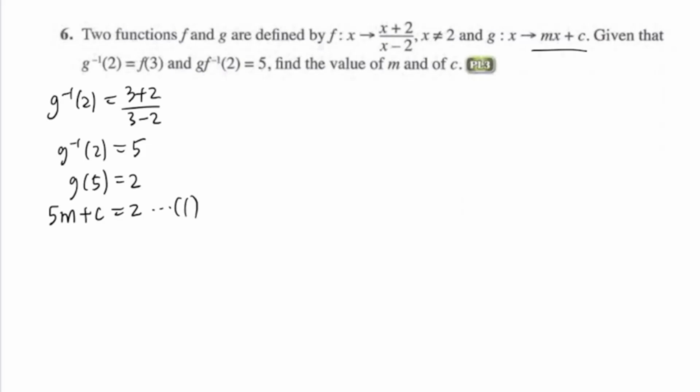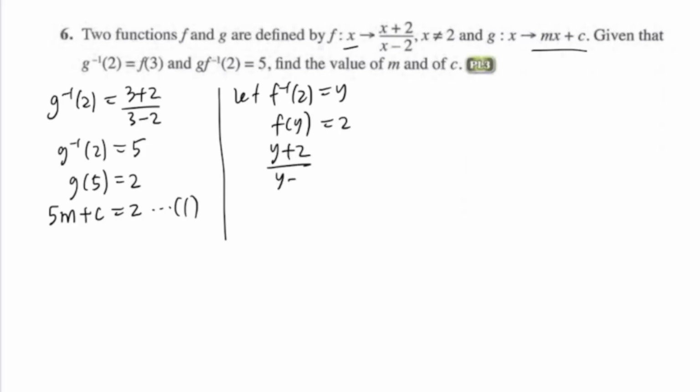All right. Okay, second one, gf inverse 2 is now 5. Okay, now in this case, no choice, we have to inverse because we need to find what is f inverse 2. But for me, the way I do it is I let f inverse 2 equal y. f(y) is now 2. What is your f(x)? Your f(x) is (x + 2)/(x - 2). f(y) will be (y + 2)/(y - 2). The result is 2. So we just solve for y.